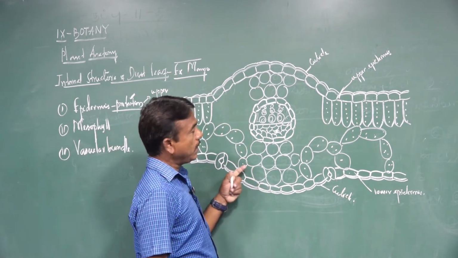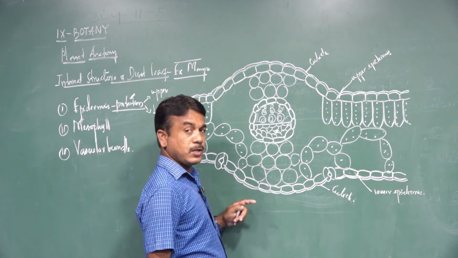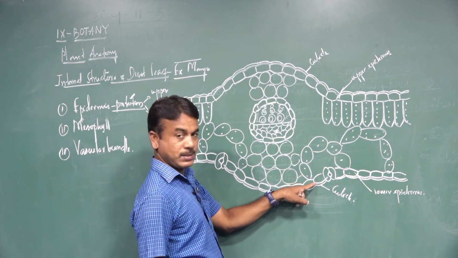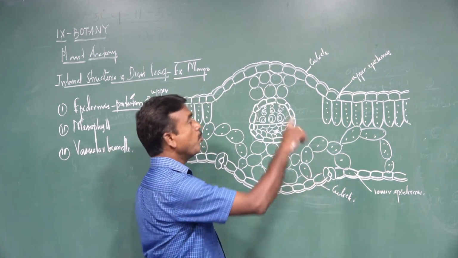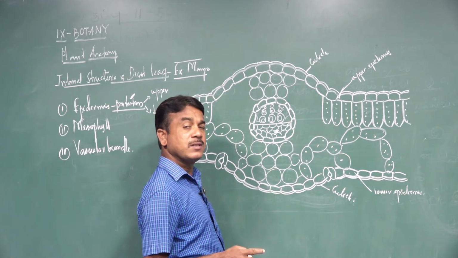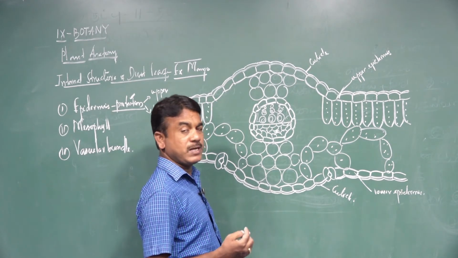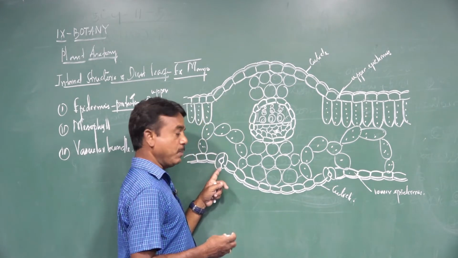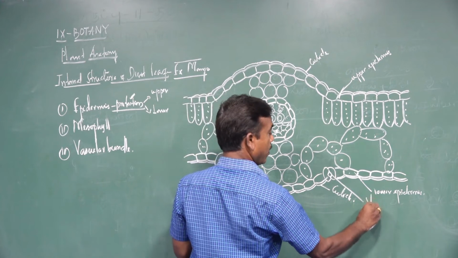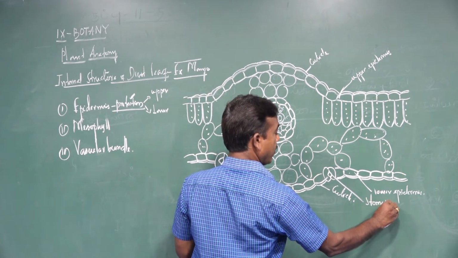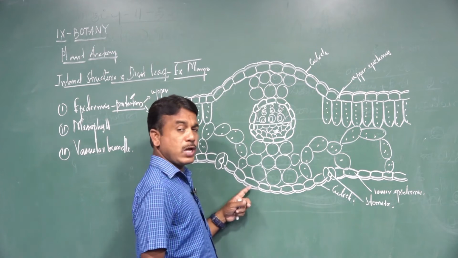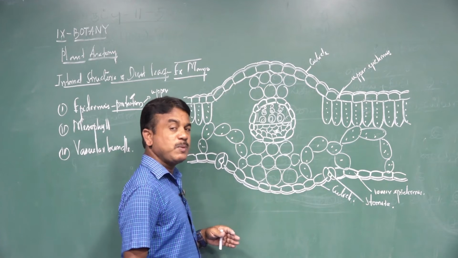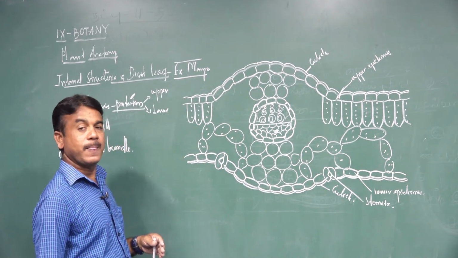Cuticle is present on both upper and lower epidermis, but the cuticle is much thicker in the upper epidermis than in the lower epidermis. In addition, both upper and lower epidermis possess stomata. Stomata are more frequent in the lower epidermis. This is called a stoma. So stomata are more numerous in the lower epidermis compared to the upper epidermis. That is how the epidermal layer is classified.